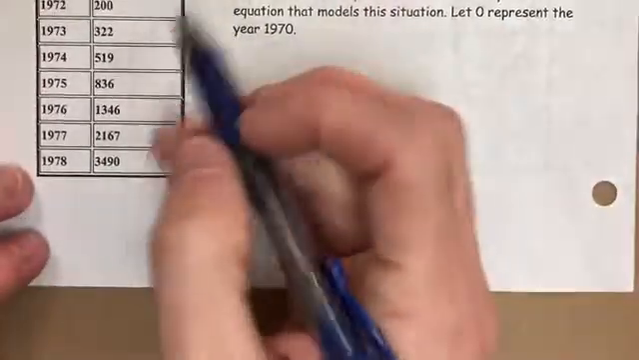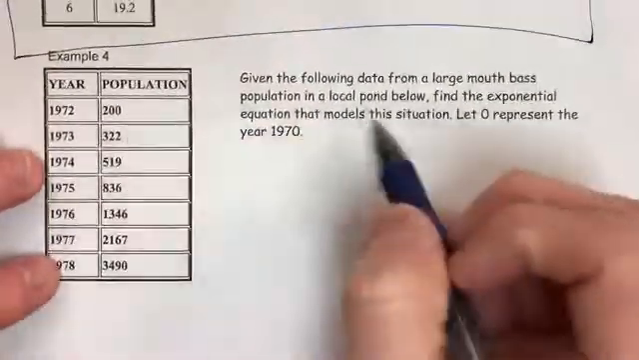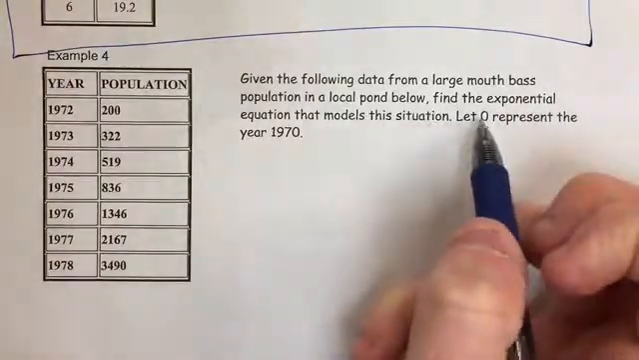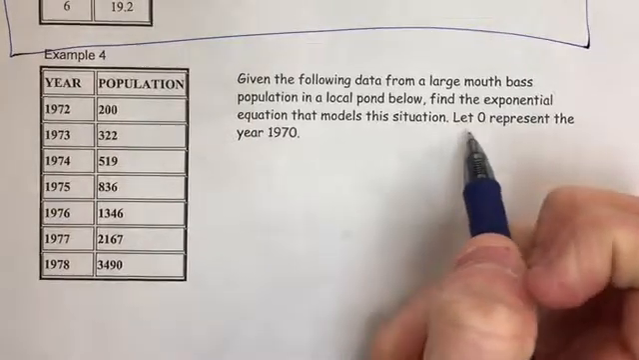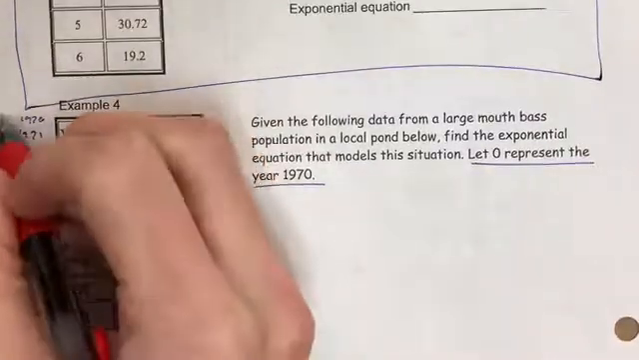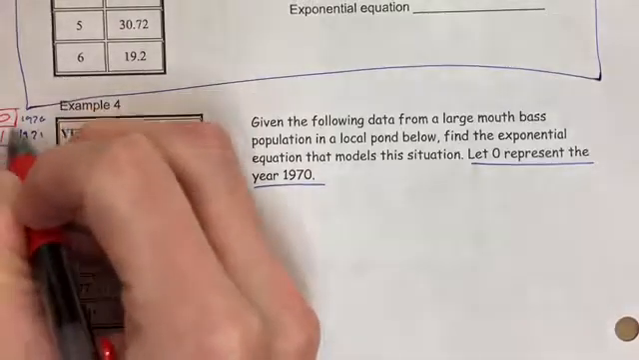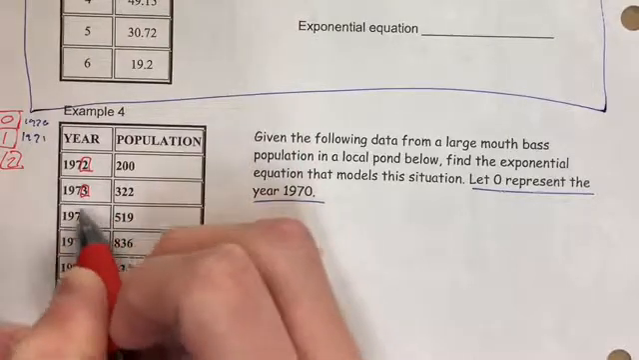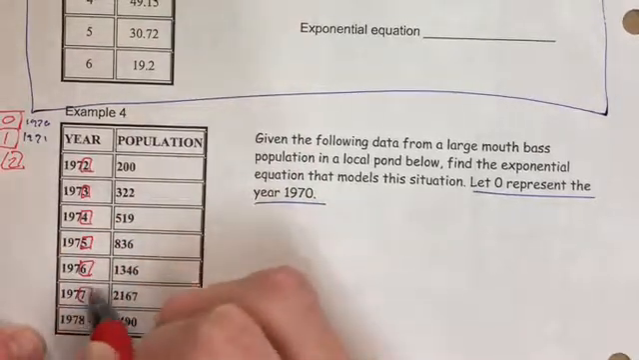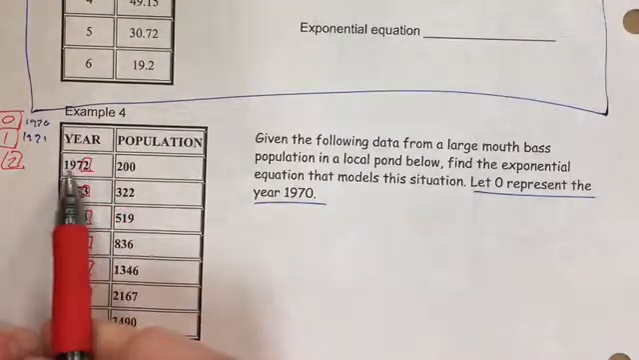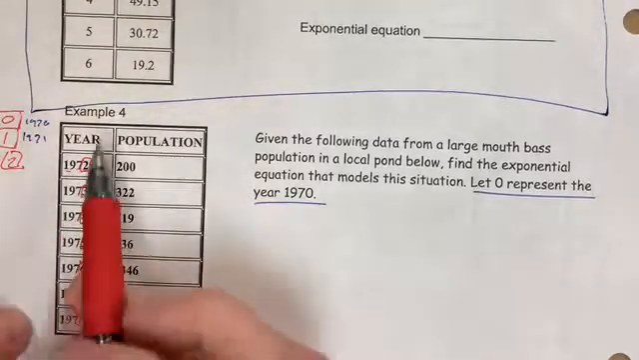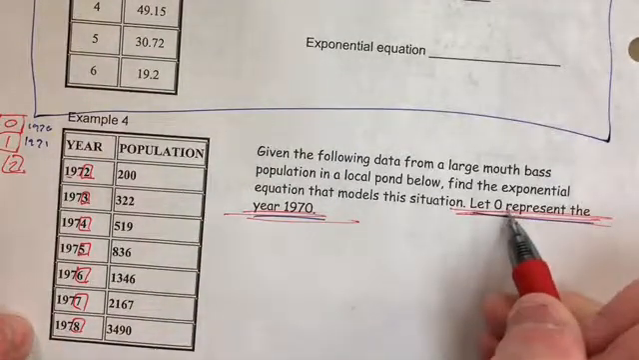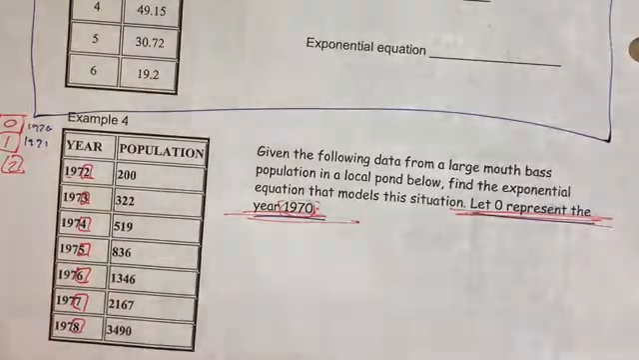For this one, I'm going to do it on the video. It says, given the following data from a largemouth bass population in a local pond below, find the exponential equation that models this situation. It says to let 0 represent, this one's 0, this one's 1, this one's 2, and this one's not too bad because they're all right there, but 3, 4, 5, see what they're doing there? You can't start with an x of 1972 or whatever. That'll mess the problem up because they give you this really important bit of information. You have to let 0 represent that year, okay?